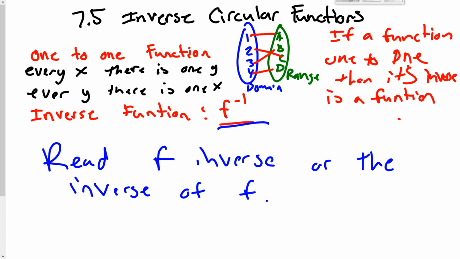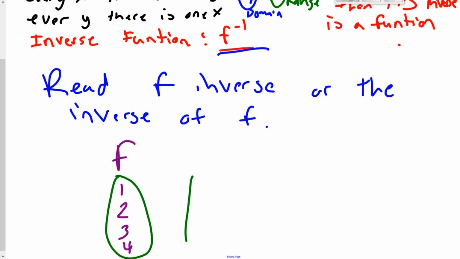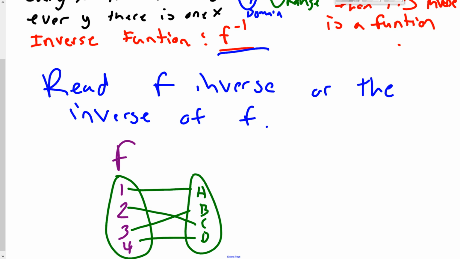So if I have some function f, for instance, we can do the 1, 2, 3, and 4, and then we have A, B, C, D, in this function that's one-to-one, so that we did that before, right? Okay, so my inverse would be going backwards, right? So actually, this wouldn't be f there. F would be the function that gets you there. This would be your domain, and this would be your range.